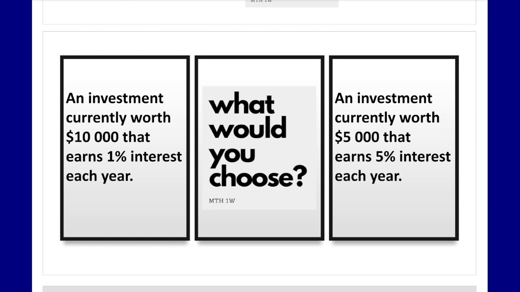You may not know what the term interest means. We will look at that briefly, but just based on what you know already, or what you think you know, or the ideas you have around what interest means, which one would you choose?